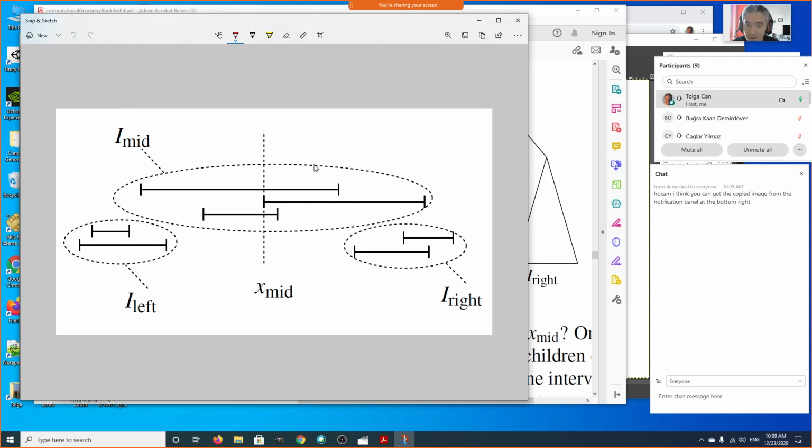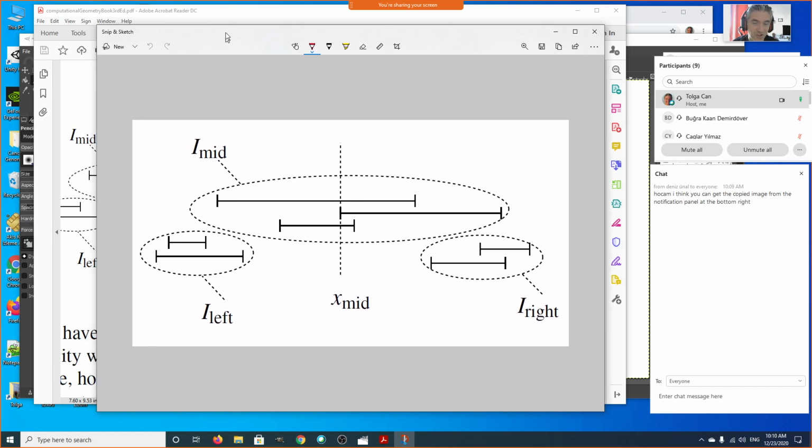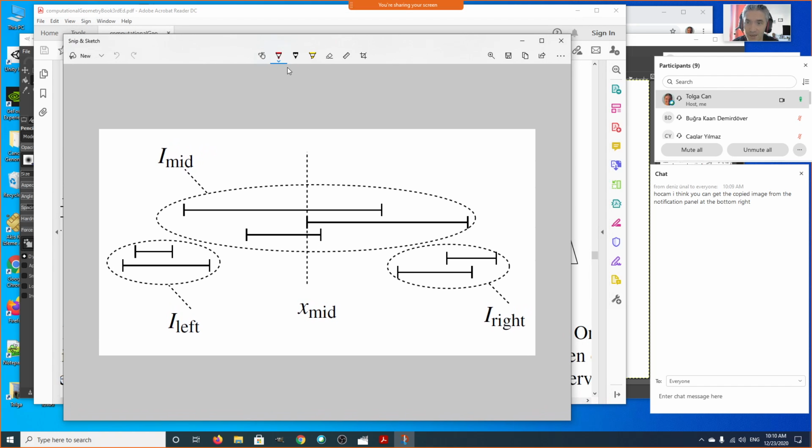Yeah, I can also get it here. Thanks, Dennis, for that. But I don't know why the clipboard was not pasted over there. Anyway, I can also draw on this.